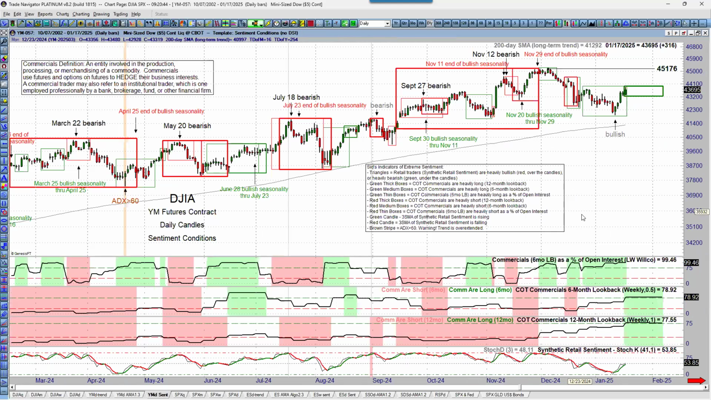When you look at the sentiment, what commercials positioning on the Dow Jones Industrial Average, they are positioned long now.